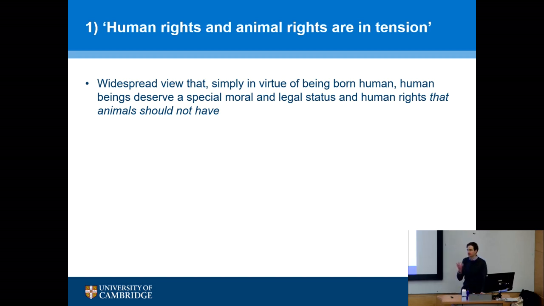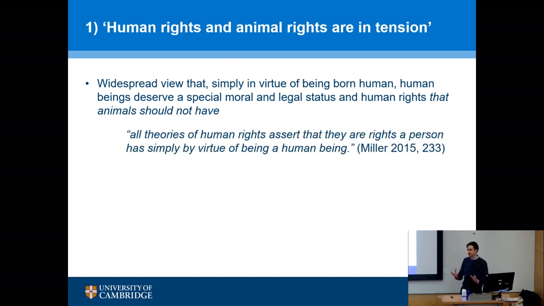That's the general idea here that you can find in, I think, a lot of the readings that you will have done or may be doing soon. We can find this view in scholarship. This is David Miller from the University of Oxford, who says, all theories of human rights assert that they are rights a person has simply in virtue of being human. Right? Just because we're human beings, we have these rights.